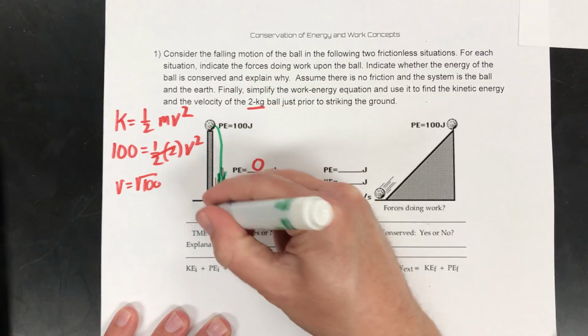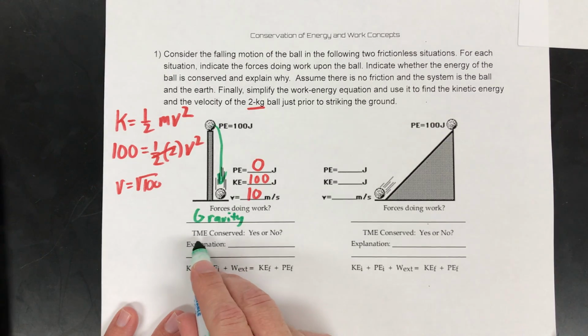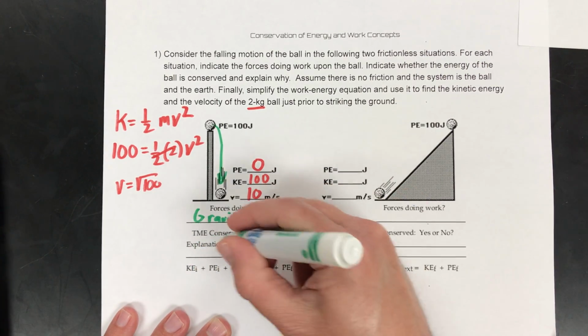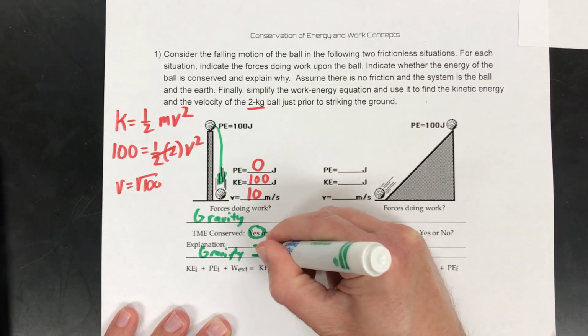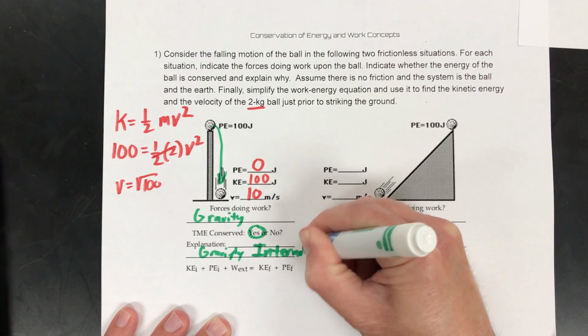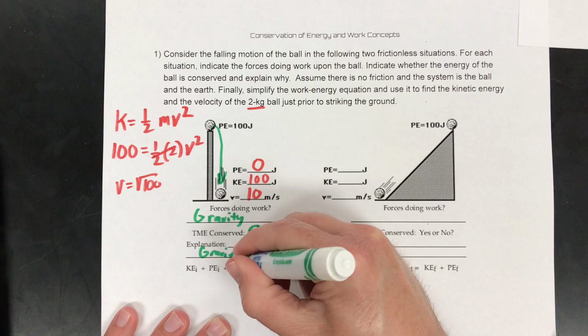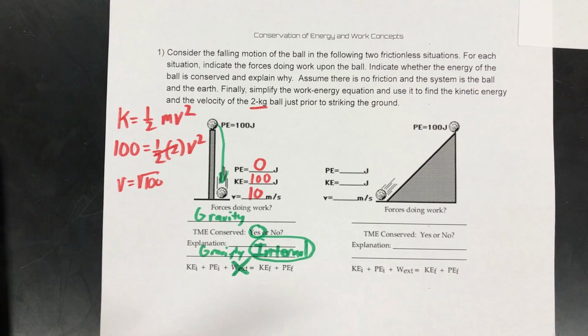They say what forces are doing work? Well, the force that pulls it down is gravity. And so this stands for the total mechanical energy. Is the total mechanical energy conserved? Yes. And the explanation is gravity is an internal force. So if gravity is in the system and it's considered an internal force, then there is no external work done in this equation. So our initial total amount of mechanical energy has got to be equal to our total amount of final mechanical energy there.